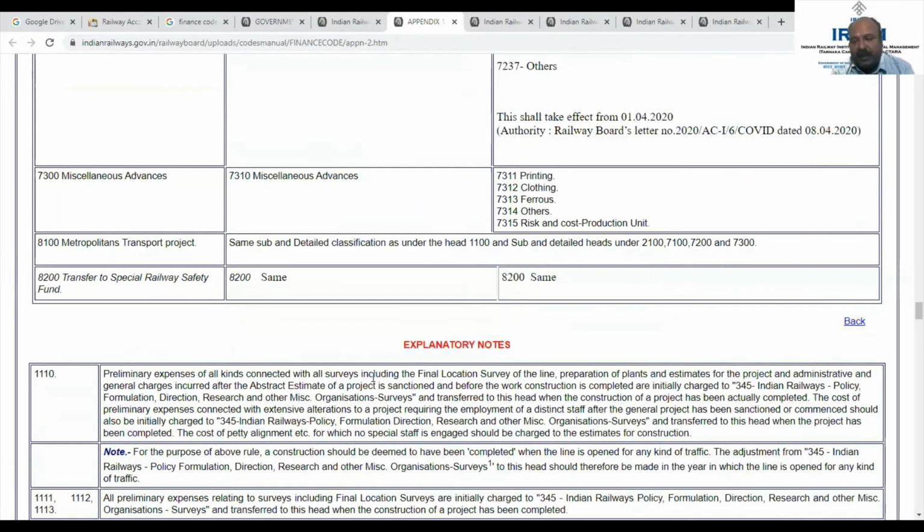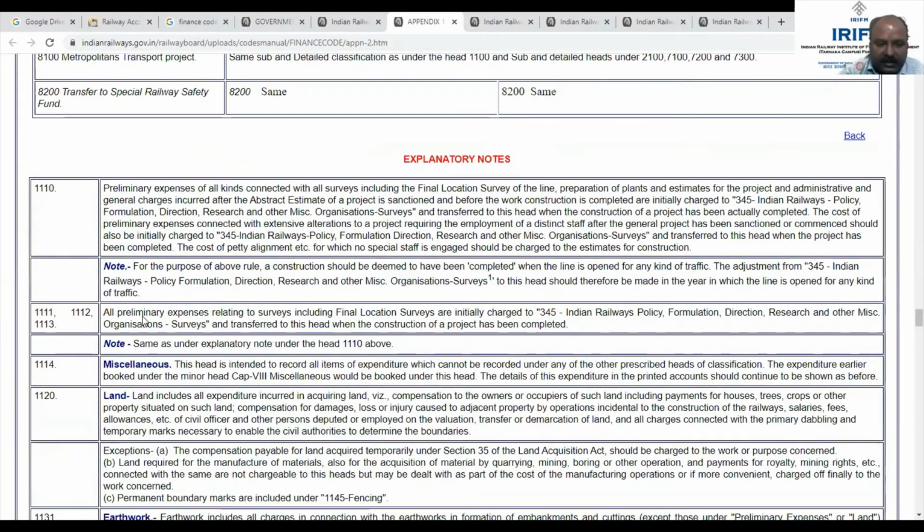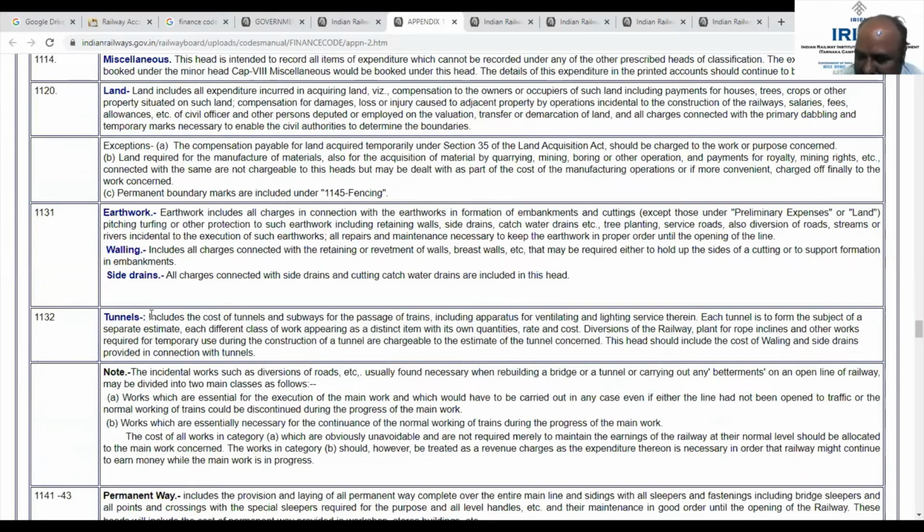At the end of each abstract or each demand number, there are explanatory notes, very, very important for the examination point. If there is any ambiguity or doubt while applying these allocations in the revenue demand or capital demand, we have to refer to these explanatory notes. Please check 1110, the explanatory notes are clearly given. It is given at the end of each erstwhile demand number, revenue demands 3, 4, 5, 6, 7 also. Please check.